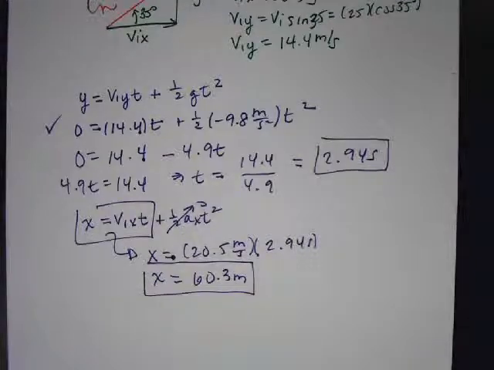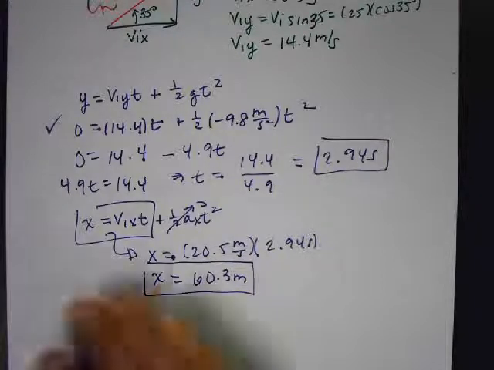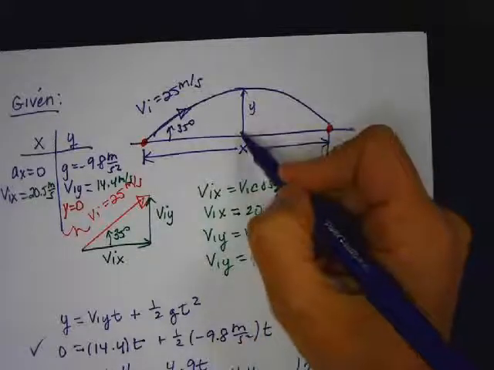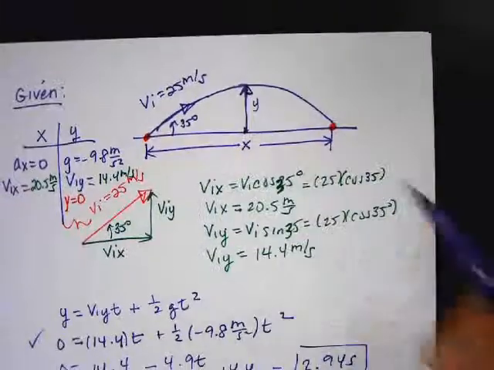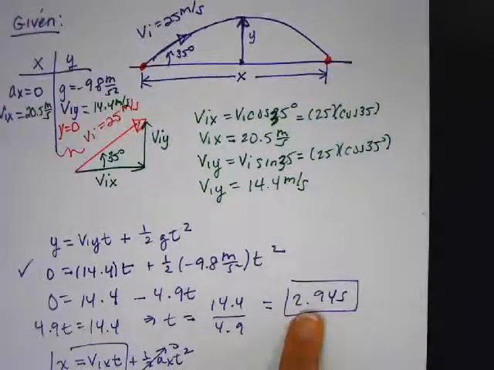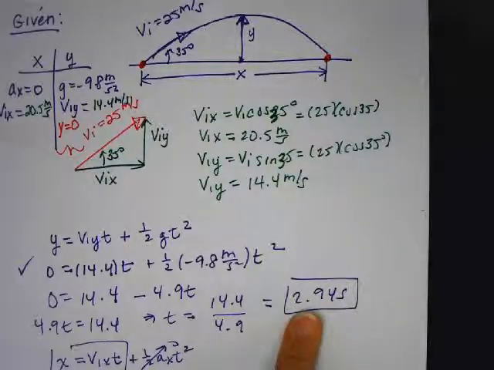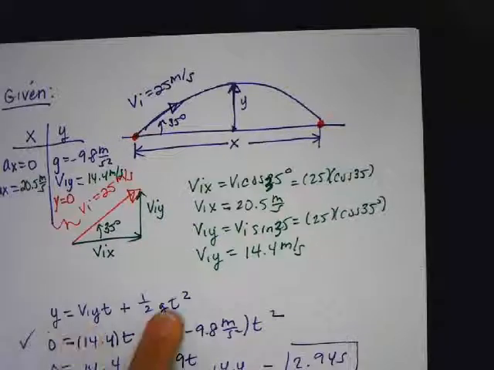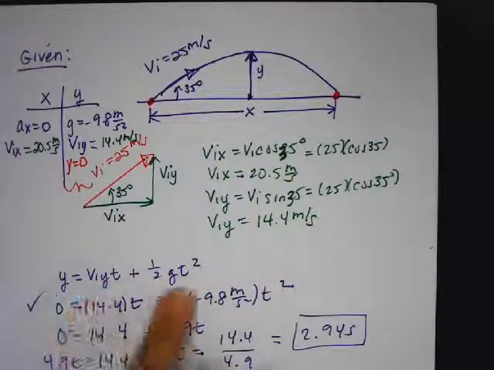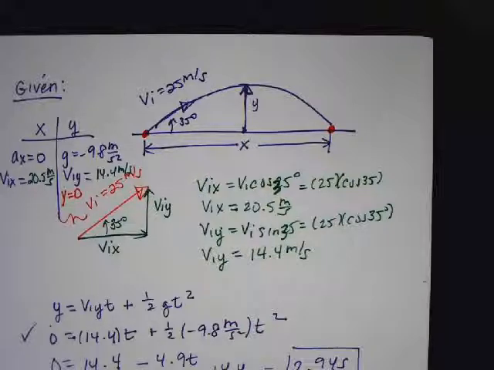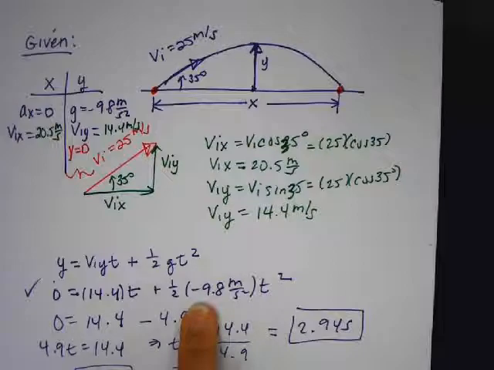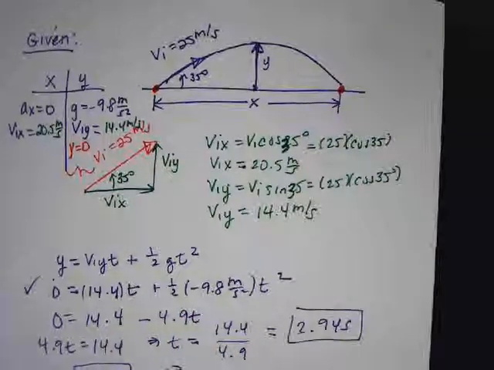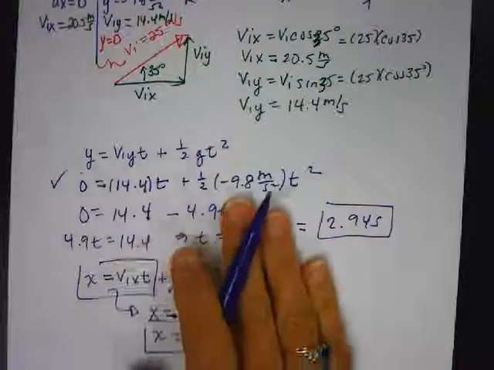Whoops. So if they asked me, what's the maximum height? That's y. So the maximum height occurs in half the time. So whatever the 2.94 was, I would divide that by 2, and I could use this same equation here, and instead of the whole time, I substitute in half the time, and I could find this y. Again, you have to be careful with your signs, because remember, this is negative 9.8, so you have to be very careful with that.